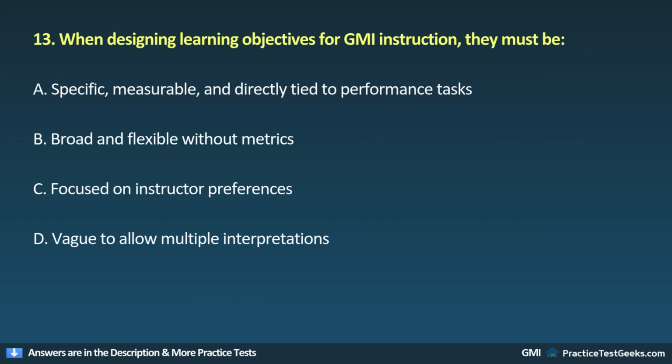When designing learning objectives for GMI instruction, they must be A. specific, measurable, and directly tied to performance tasks. B. Broad and flexible without metrics. C. Focused on instructor preferences. D. Vague to allow multiple interpretations.